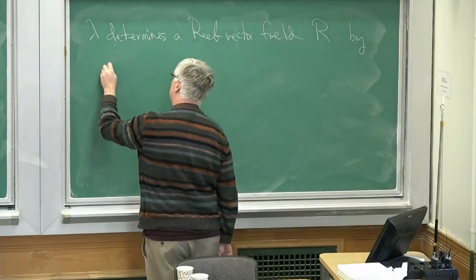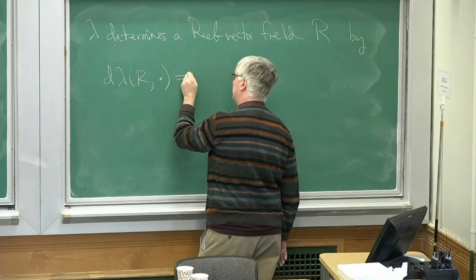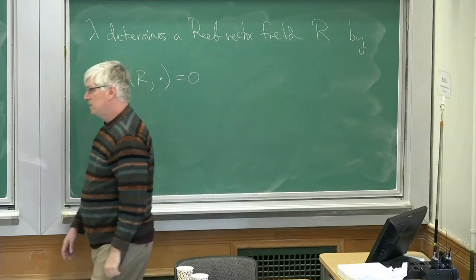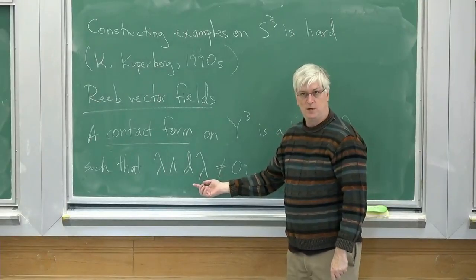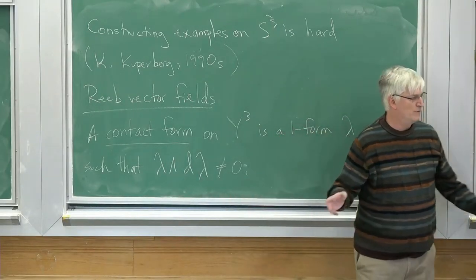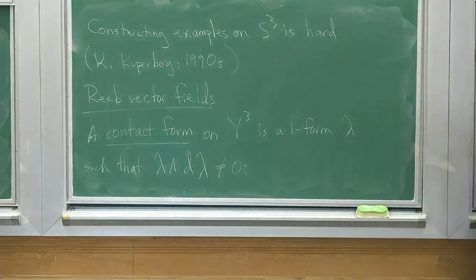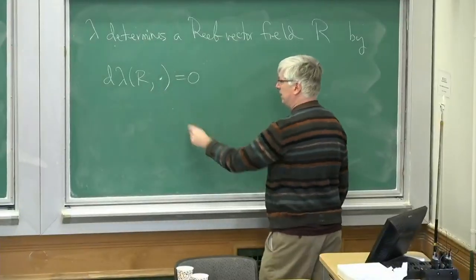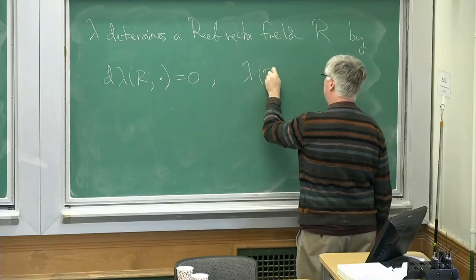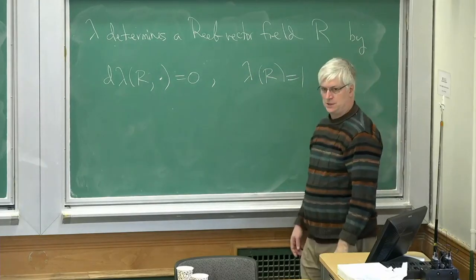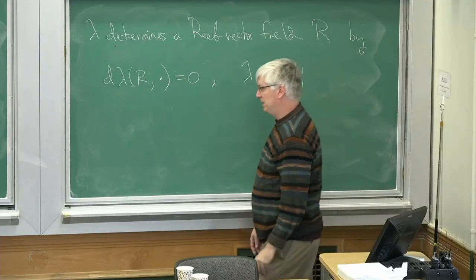So first, d lambda of R comma anything is equal to 0. This equation tells us that d lambda is a non-zero two-form, so on a three-dimensional vector space, it's going to have a one-dimensional kernel. So up to scaling, there's a unique vector R at every point satisfying this property. And then to fix the scaling, we say that lambda of R is equal to 1. So that's the Reeb vector field. Then there are two basic examples.